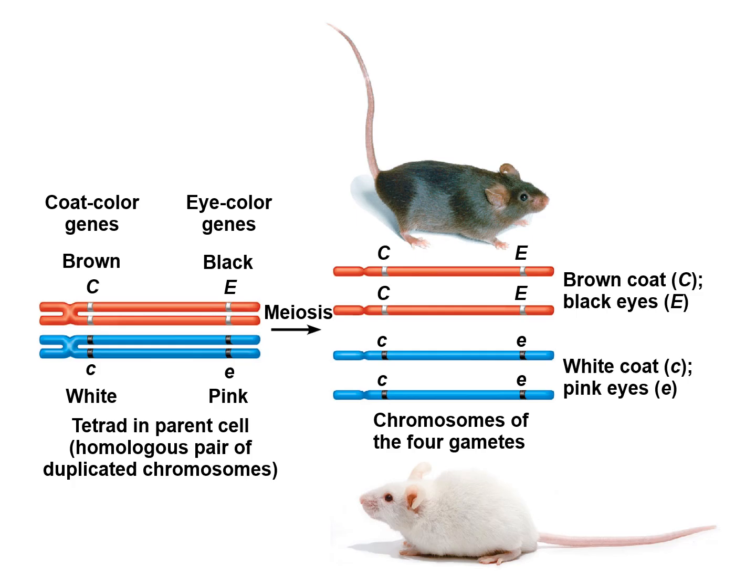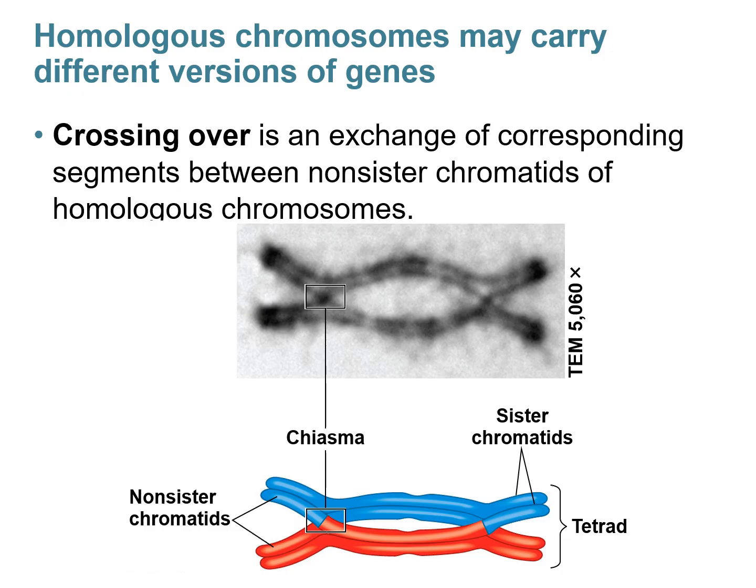Now, to make things a little more complicated, there's another way that we can increase our variation, and that's called crossing over. Crossing over is an exchange of corresponding segments between non-sister chromatids. This happens because of the way tetrads form. When a tetrad forms, there are chiasma, or crossover sites, that help hold the tetrad together. Remember, we had talked about them kind of holding hands? When the chromosomes are pulled apart during meiosis, this can sometimes break the chiasma, exchanging parts of the chromosomes with each other.